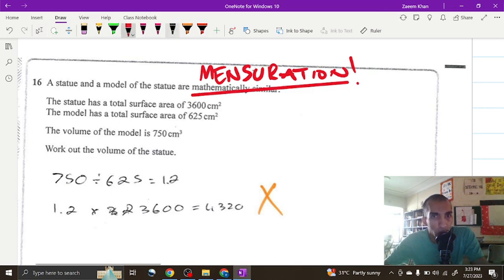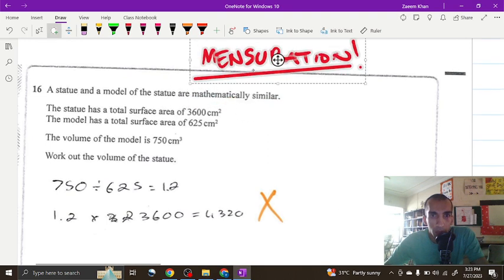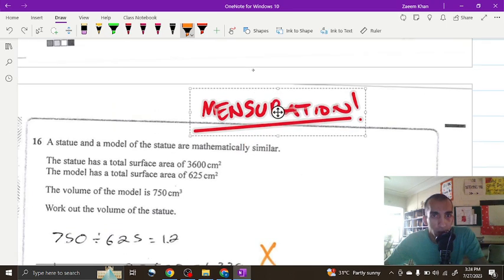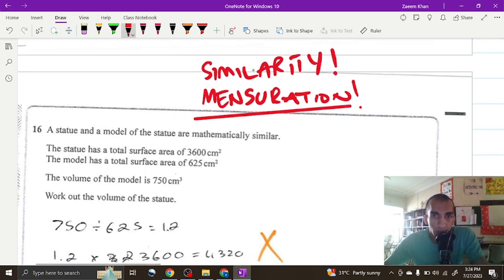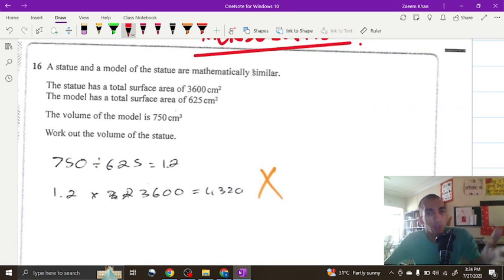And not only mensuration. Notice something else over here. What does the question say? Similarity. It also has similarity. Similarity and congruence that we studied. So it's a combination of mensuration and similarity. Can you just let me know what you understand by reading the question?